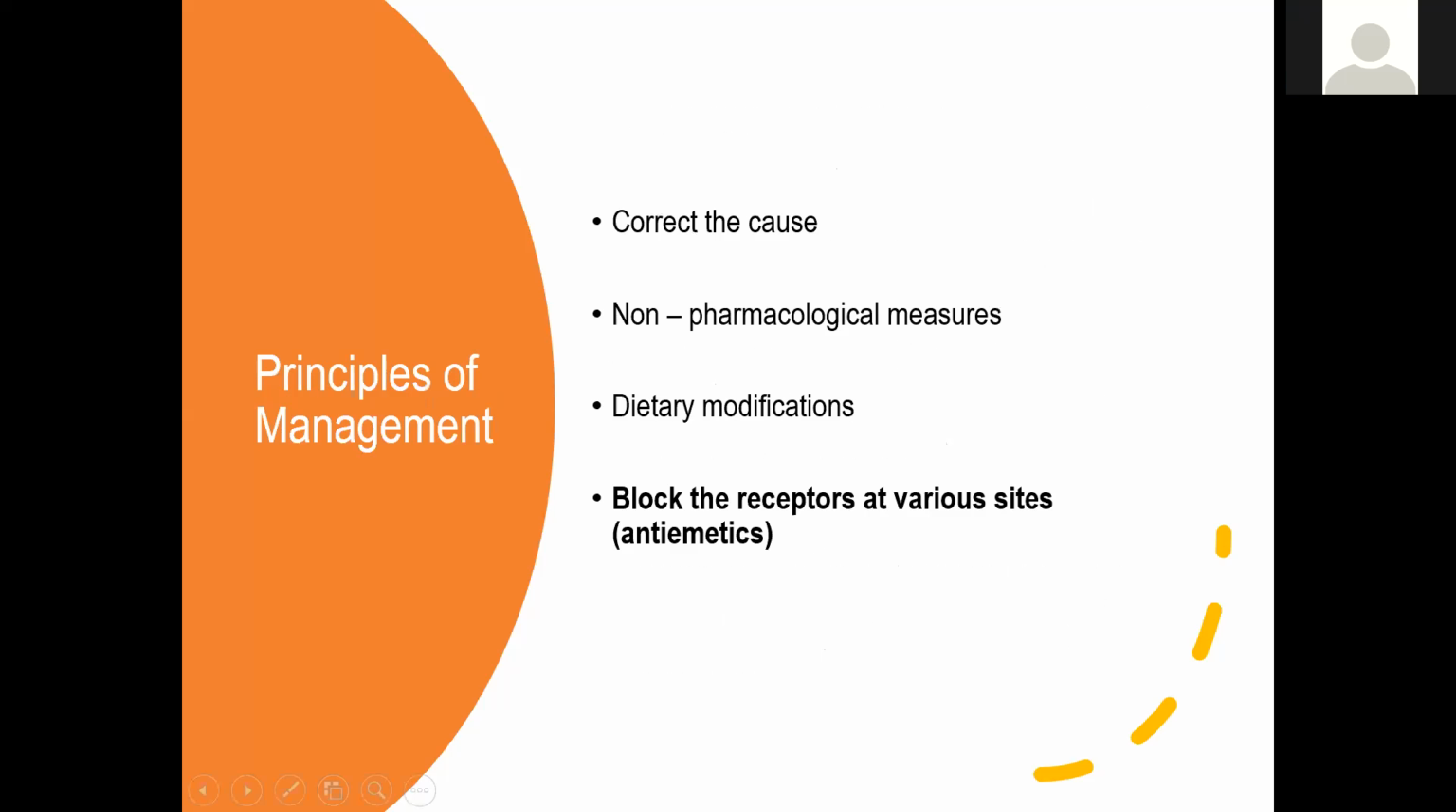So how do we manage? What are the principles of managing nausea and vomiting? The first focus for any symptom management, whether it is pain, nausea, constipation, any symptom, the first priority is correcting the cause, correcting the correctable. Think why this patient is vomiting, or if it is pain, where is this pain coming from? What can be the reason?